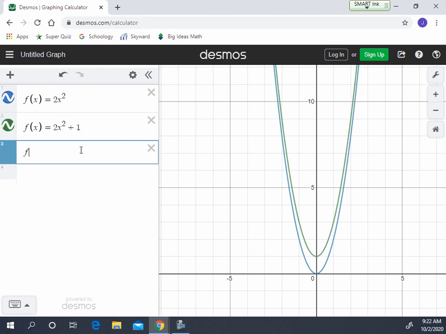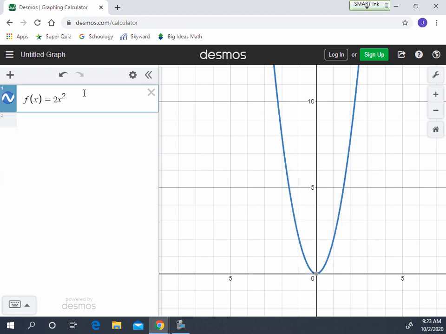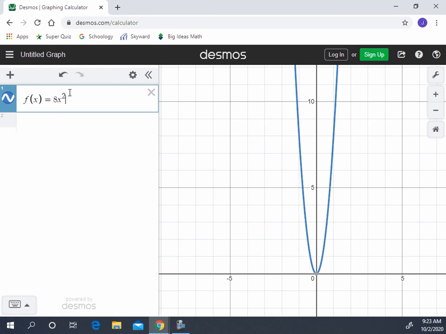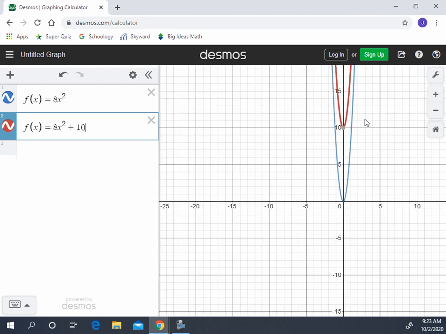Okay, so our vertex went up. Our graph got skinnier and our graph went up. What if we said 2x squared minus 1? So that's skinnier graph, but our vertex went to negative 1. Let's throw a bigger number into x squared. Let's say f of x equals 8x squared. A really skinny graph here. Now let's add plus 10. We have that skinny graph and our vertex went up to 10.